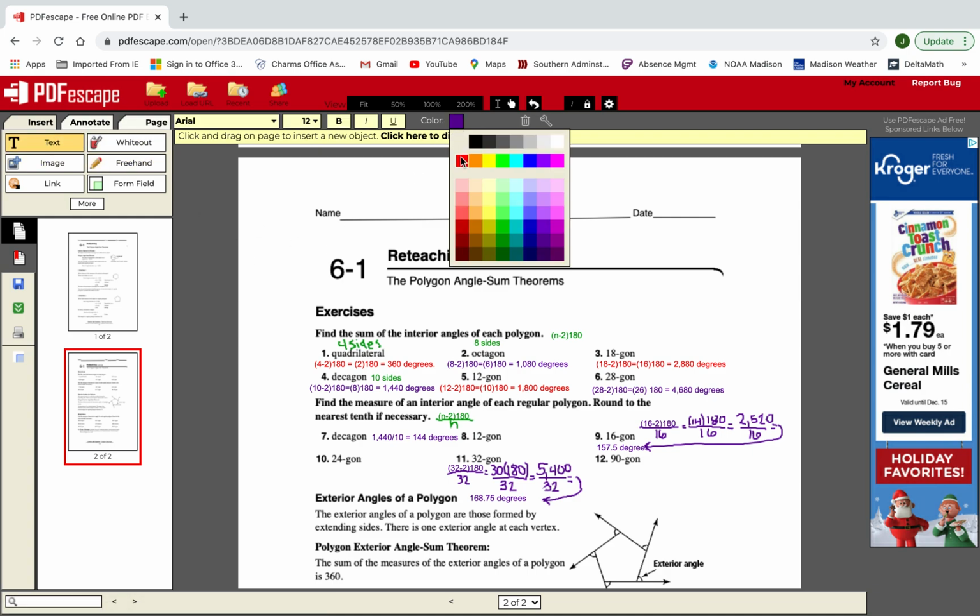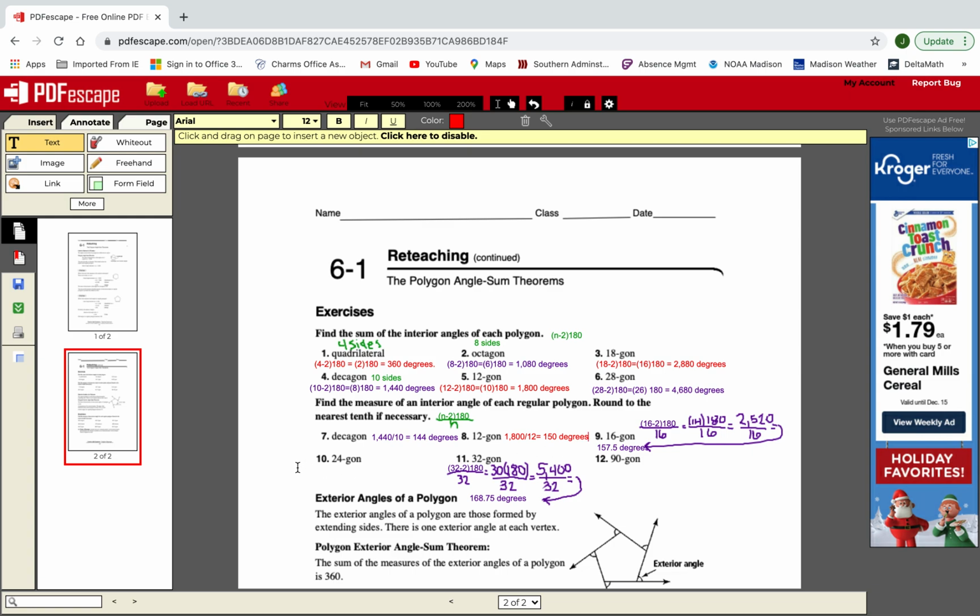All right, so I'm going to go back to red to do the even problems in this section right here. Okay. All right, so for a 12gon, we did find out in number 5 that the sum of the interior angles is 1,800 degrees. So we're simply going to divide that by the number of sides, which in this case is 12. Okay, so 1,800 divided by 12 gives us 150 degrees for each interior angle of a regular 12gon.